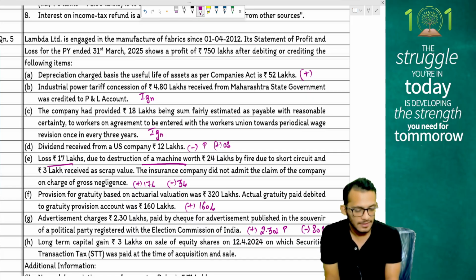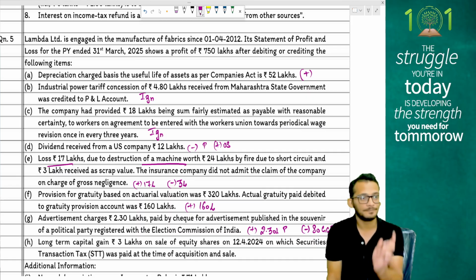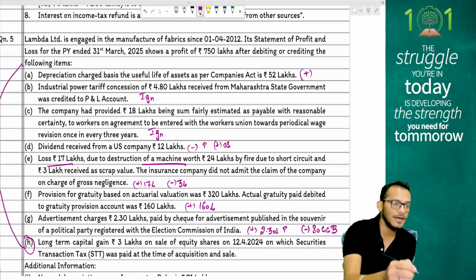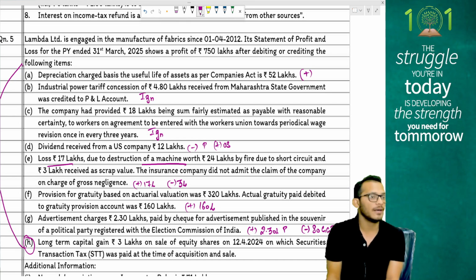Yes, sir. Next, long-term capital gains of 3 lakhs on sale of equity shares on 12th April 24, on which securities transaction tax was paid at the time of acquisition and on sale. People, when question is that blank, the first thing you need to ask yourself is whether it is there in P&L or not. How do you identify? It is still point number H, and point number H is part of the following items, which means it is there in P&L.